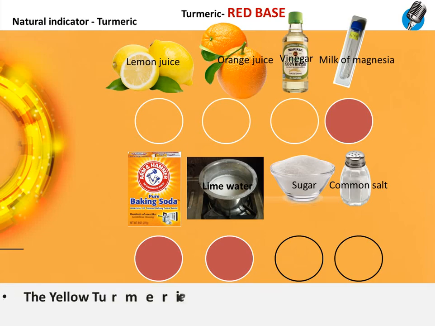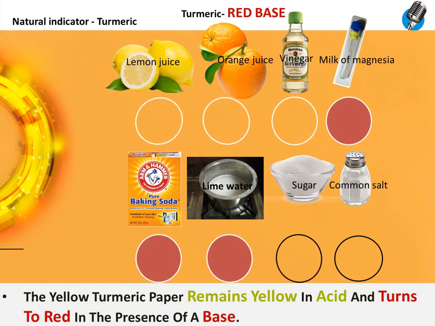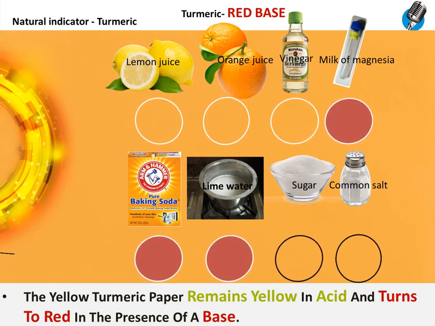Now let's test a few things on turmeric paper. When we test lemon juice, it didn't change color as it is an acid. The color did not change, and same in the orange juice and in vinegar. And milk of magnesia, if we add a drop of milk of magnesia on turmeric paper, it turns bright red as it is a base. Same with baking soda and lime water. Sugar and salt did not change their color.